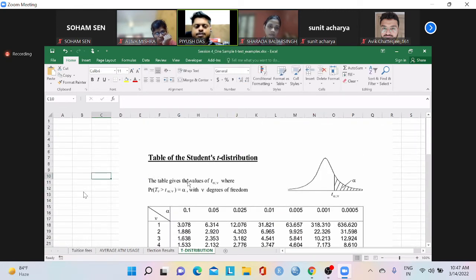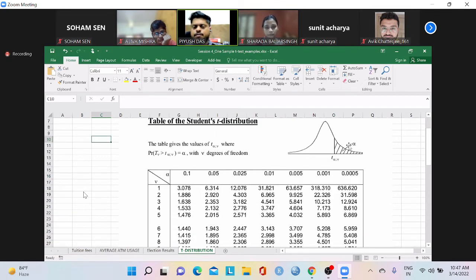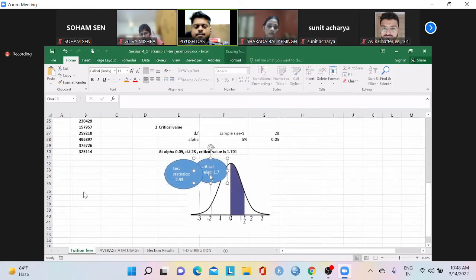The table of the student T distribution gives the value for the given degrees of freedom. But this is a right tail. This is only given for the right side of the data. These numbers you are getting are positive numbers. 0 is the center point, the mean point. Anything on the left side will become the mirror image of that with a negative sign. Same number, but my critical value is no longer plus 1.7, it is minus 1.7.